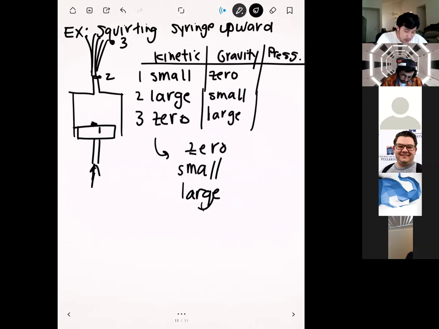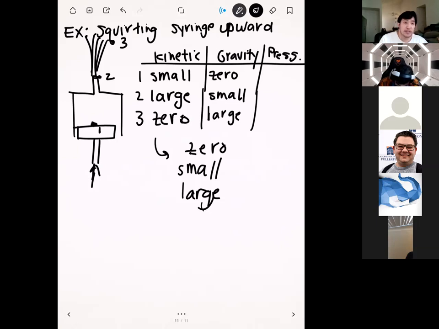Okay. And so now let's characterize the pressure. The pressure here is a little bit more difficult because it's not as intuitive as the kinetic or the gravity. But as we go through this fluid dynamics course, you'll gain some intuition for this. Okay? And so first of all, let's characterize the pressure at point 1.